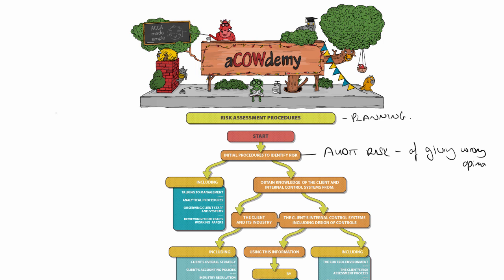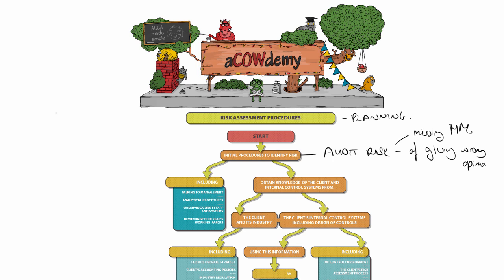Because we would miss the risk of missing material misstatements where the management might have put things in wrong. So we need to focus on where we think they would put things wrong. So how would we know where this risk of material misstatement is?